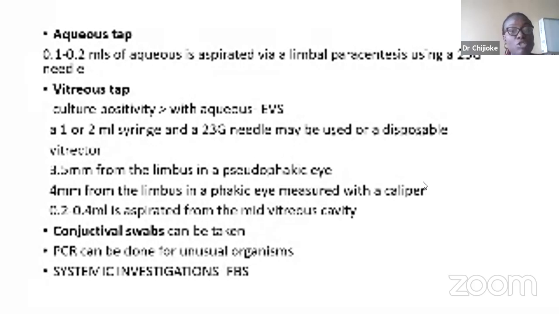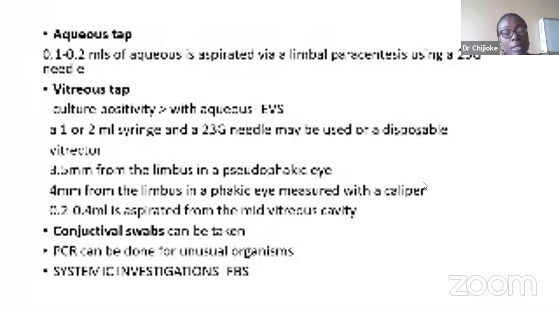Vitreous tap: the Endophthalmitis Vitrectomy Study has found that vitreous tap yields more positivity than the aqueous tap. A 1 or 2 mL syringe and a 23 G needle may be used, or a disposable vitrector, measured with a caliper. While measuring with a caliper, 3.5 millimeters from the limbus in a pseudophakic eye or 4 millimeters from the limbus in a phakic eye, 0.2 to 0.4 mL of vitreous is aspirated from the mid-vitreous cavity.